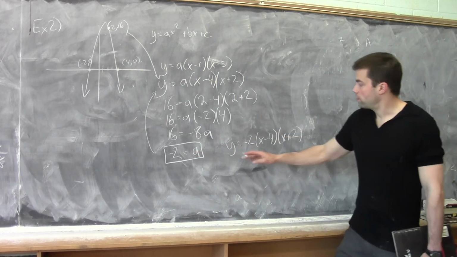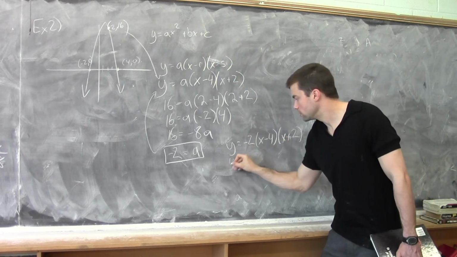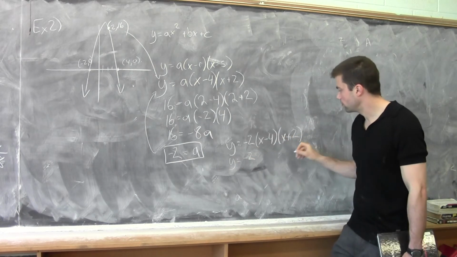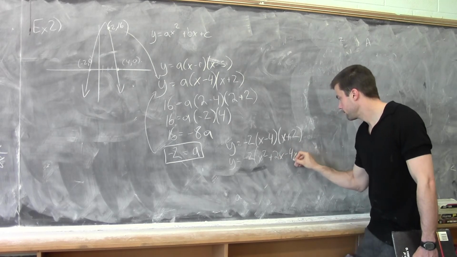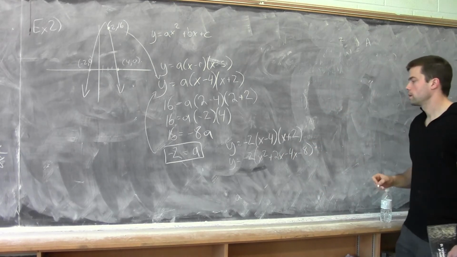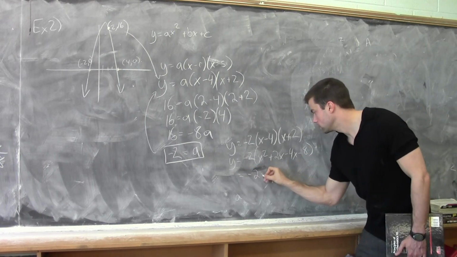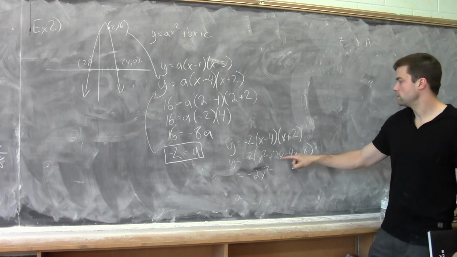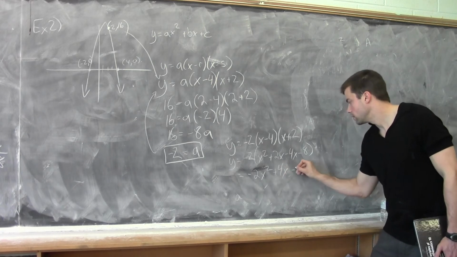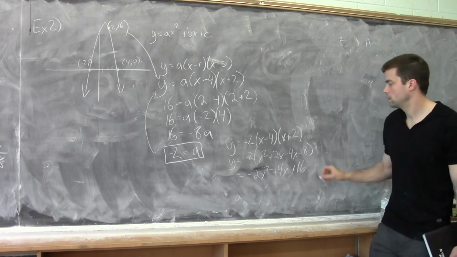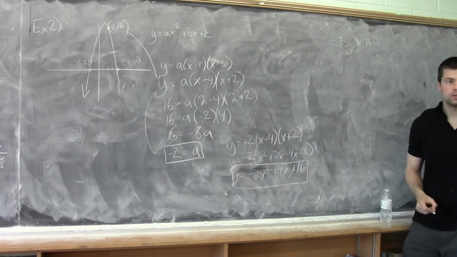Okay? So now we have it in factored form, but it asks for it in standard form, so we need to FOIL this. So we need to expand and simplify. So -2, I'm going to FOIL this. And now I can distribute the -2, so -2x squared. This is -2x times -2 is positive 4x, and then positive 16. So we're done here. Any questions?